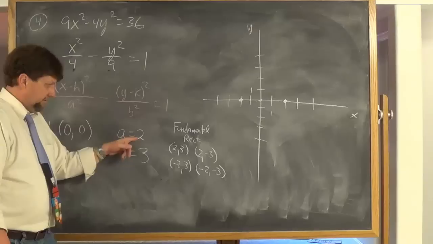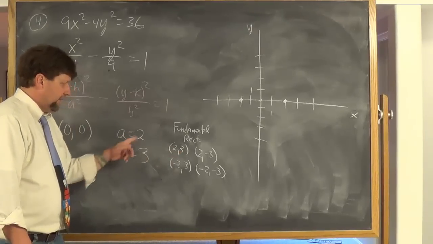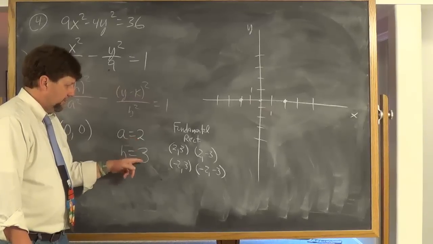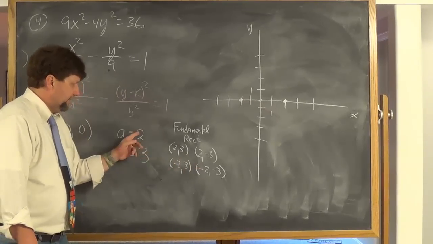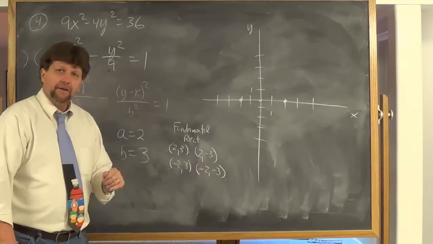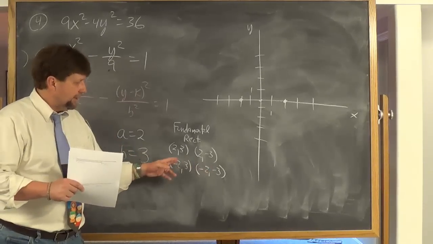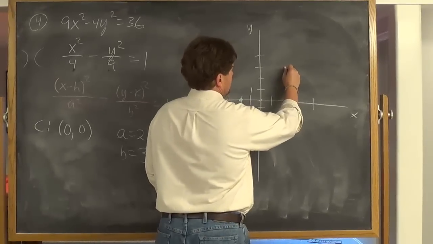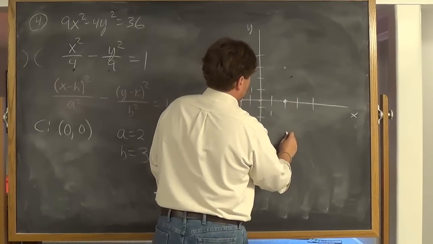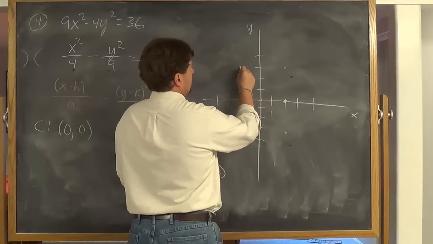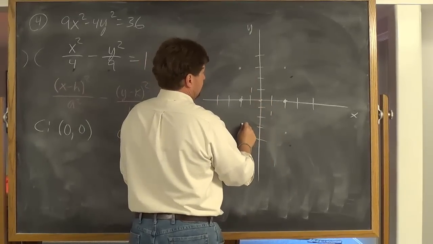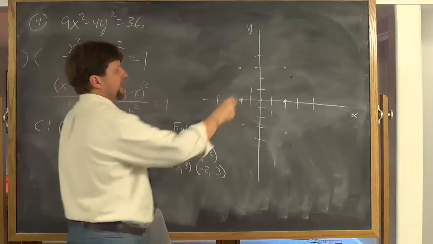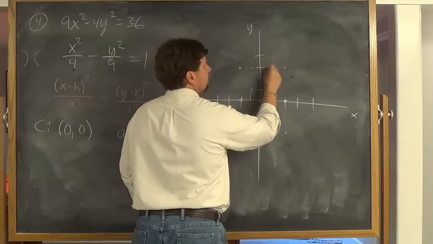I put down 2, 3, 2, and then negative 3, negative 2, 3, and then negative 2, negative 3. If I plot these 4 points, there's 2, 3, 2, negative 3, negative 2, 3, negative 2, negative 3. Those 4 points define a rectangle. Here's the rectangle.